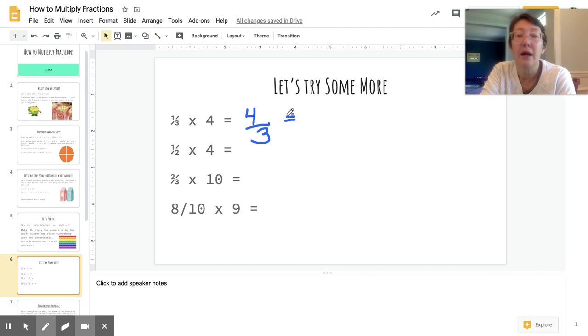So I know that I can take a whole out of this. I'm going to take 3/3 out, because that's a whole, and I'm going to add 1/3, because that's what's left over. So 3/3 plus 1/3 is 4/3, and that equals 1 and 1/3. What do you think?